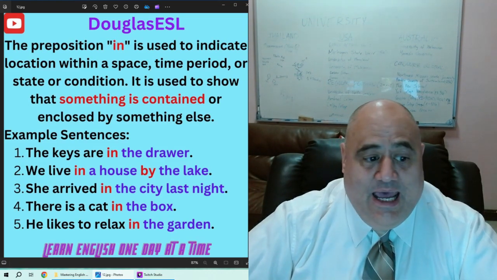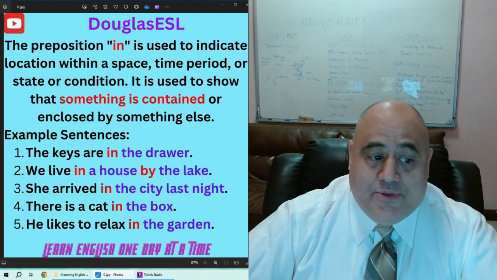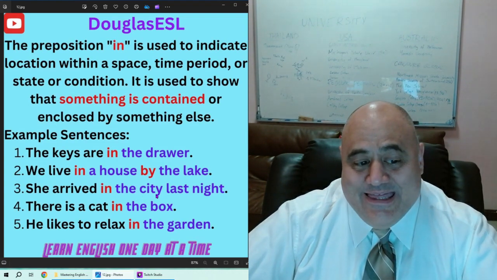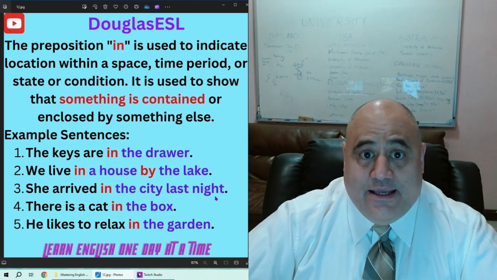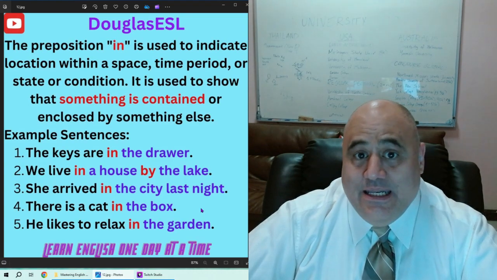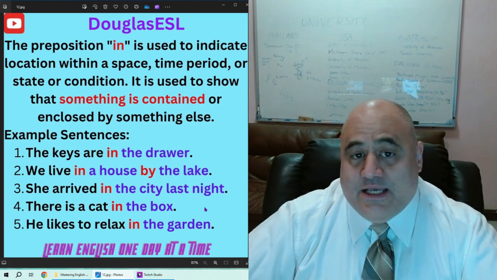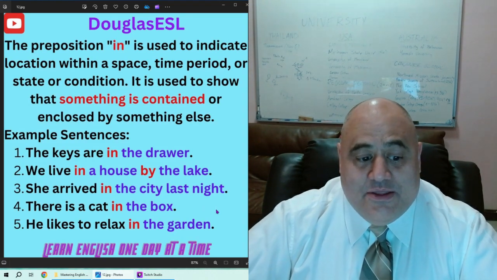We live in a house by the lake. Number three, she arrived in the city last night. And number four, there is a cat in the box. And number five, he likes to relax in the garden.